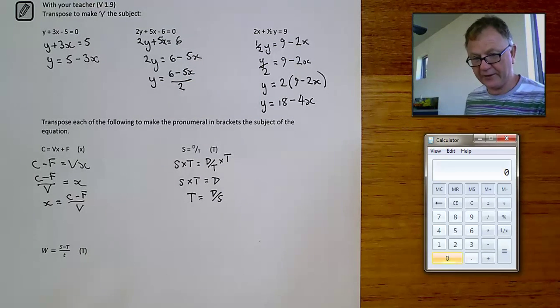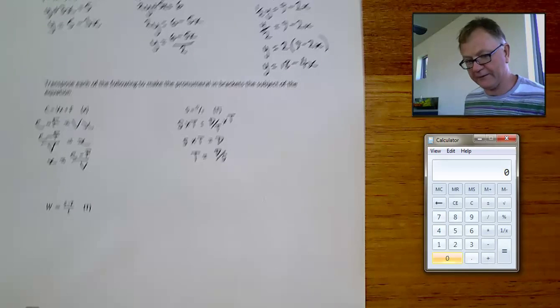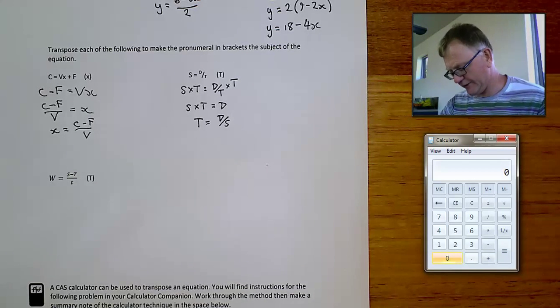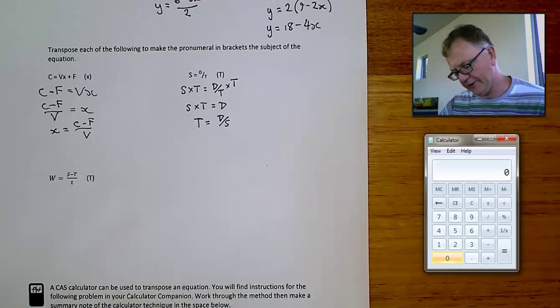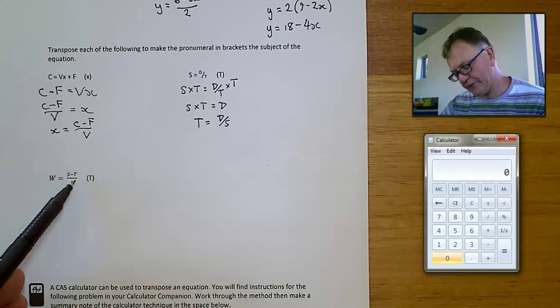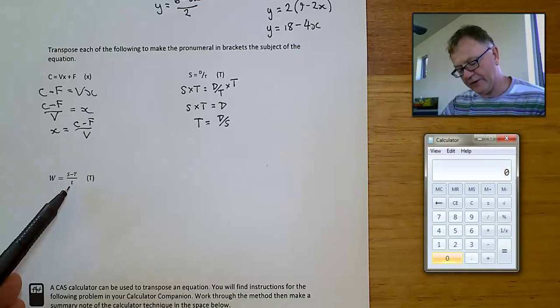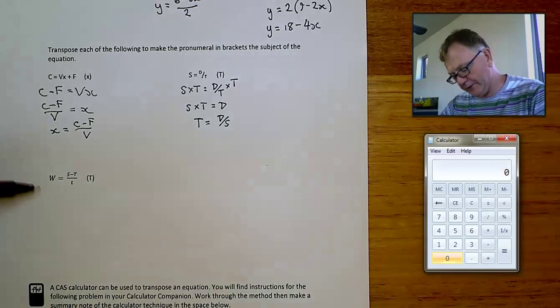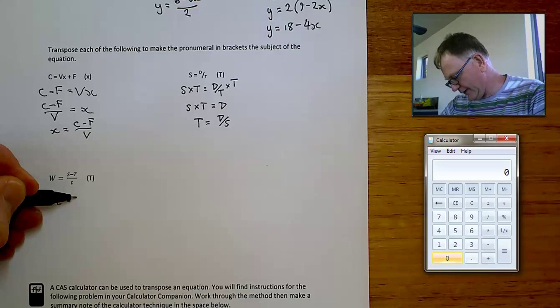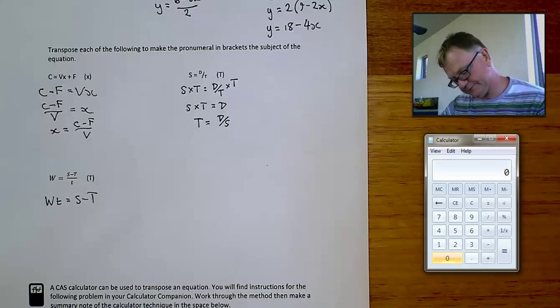And my final example here, I'll just move the page up a little bit. Okay, I want to get capital T as the subject of the equation. And I'll start off here. At the moment we've got s minus t all divided by little t. If I multiply both sides by little t, I'll have w times little t equals s minus big T. That's all looking pretty good now.